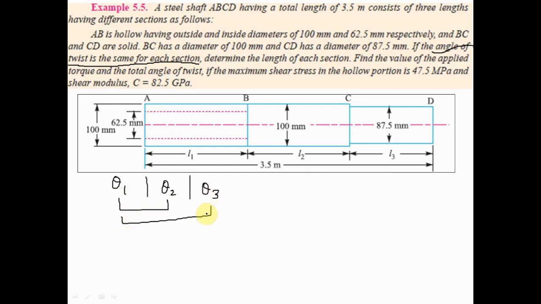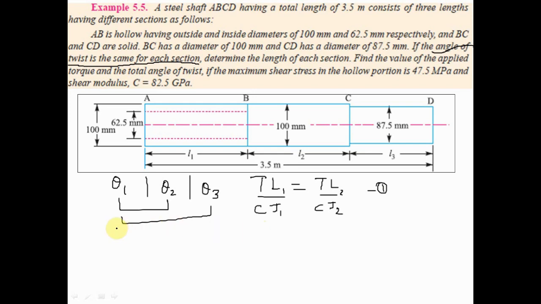If you are equating, we can write the value of theta as TL by CJ. So for theta 1 and theta 2, correspondingly you can write T L1 by C J1 equals T L2 by C J2. This is equation 1.